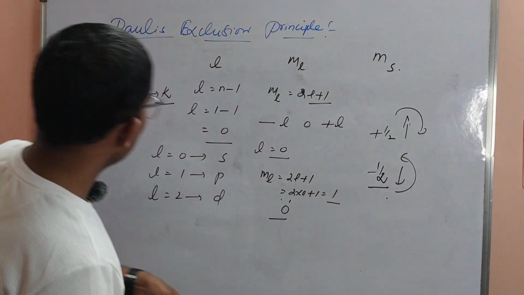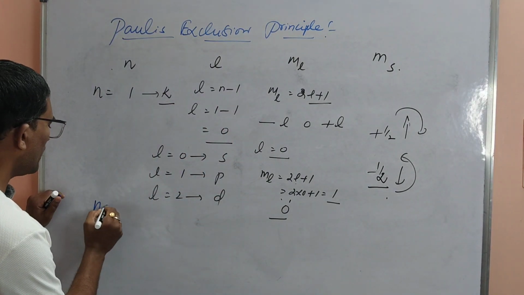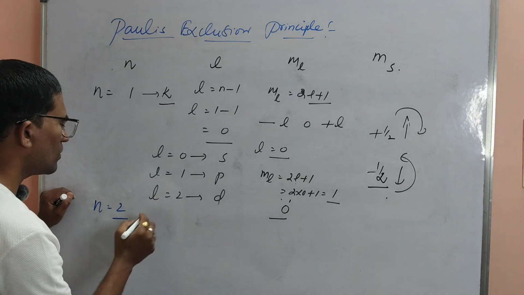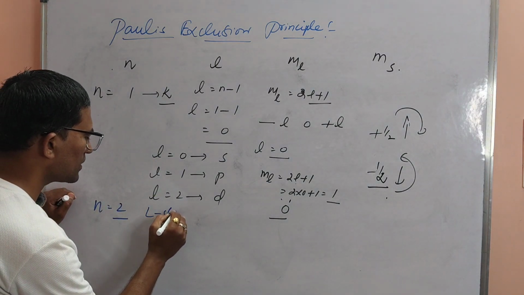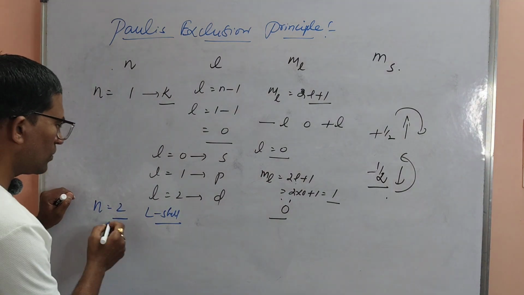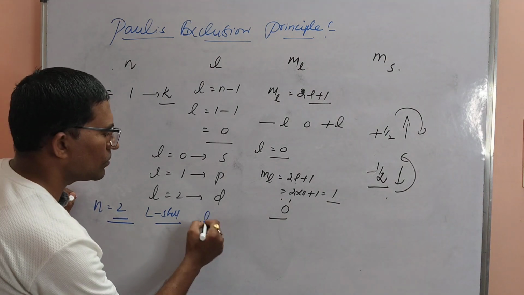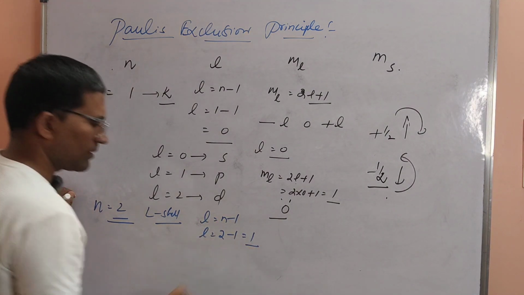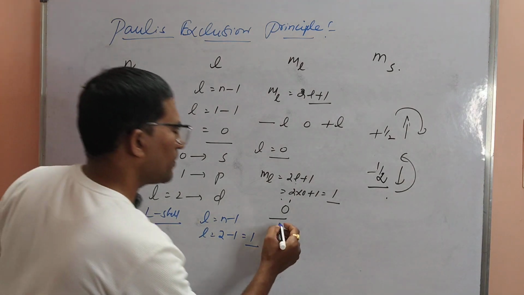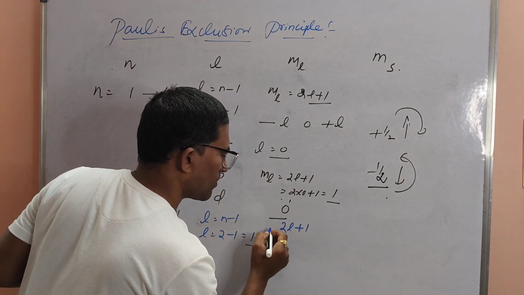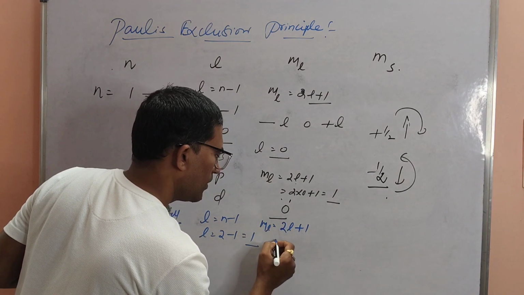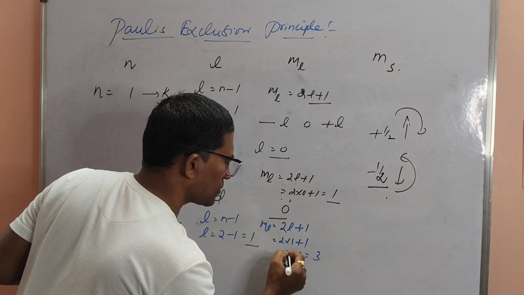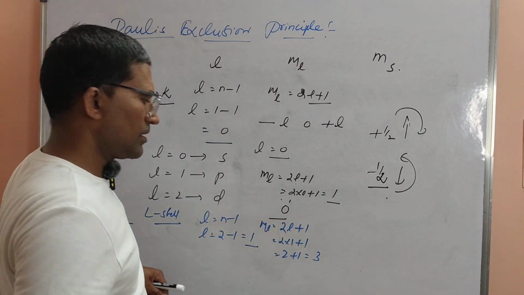I will write it. Now if I take n is equal to 2, n is equal to the L shell only. For the L value, L is equal to n minus 1, so 2 minus 1, how much? 1. So how many ml values are possible? 2l plus 1 is the formula if you substitute for ml. 2 into 1 plus 1, 2 plus 1, how much? 3.